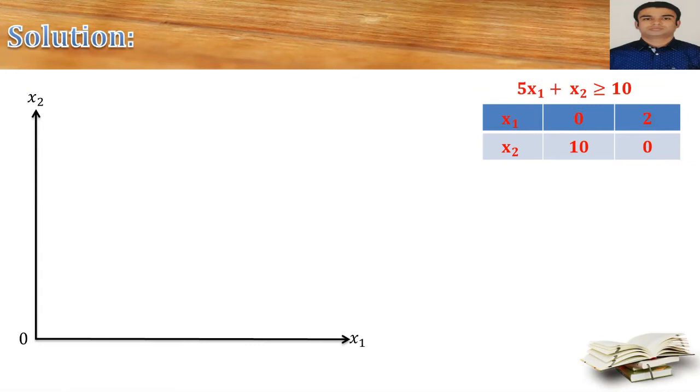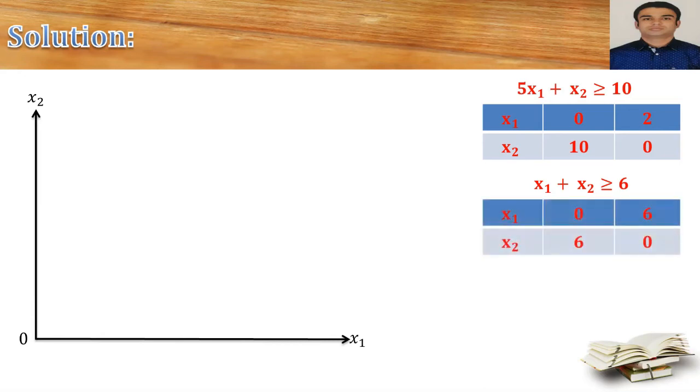So these are the two points of our first line, 5x1 plus x2 is greater than or equal to 10. The two points are (0, 10) and (2, 0). Second equation, x1 plus x2 is greater than or equal to 6. Same, if x1 is 0, then x2 is 6. And if x2 is 0, then x1 is 6. These are our second equation's points.